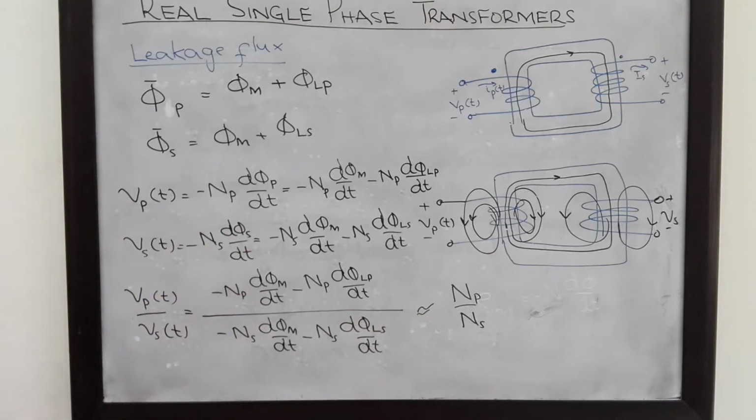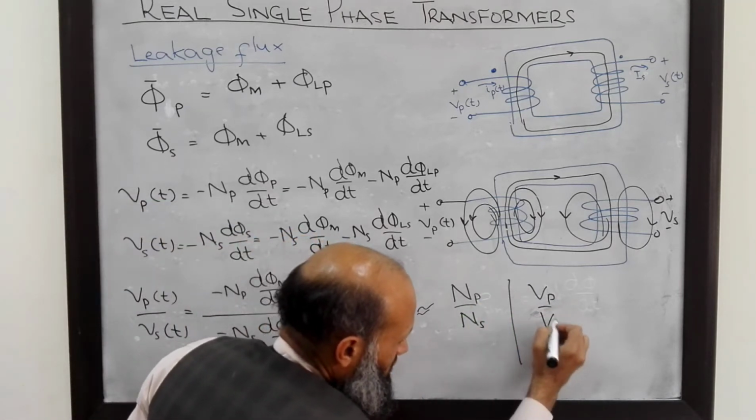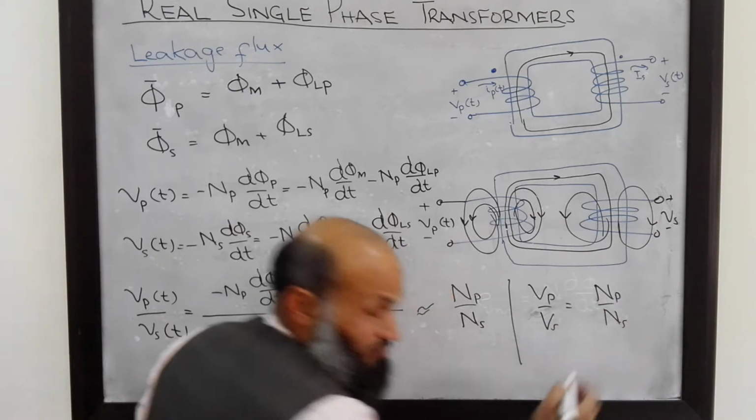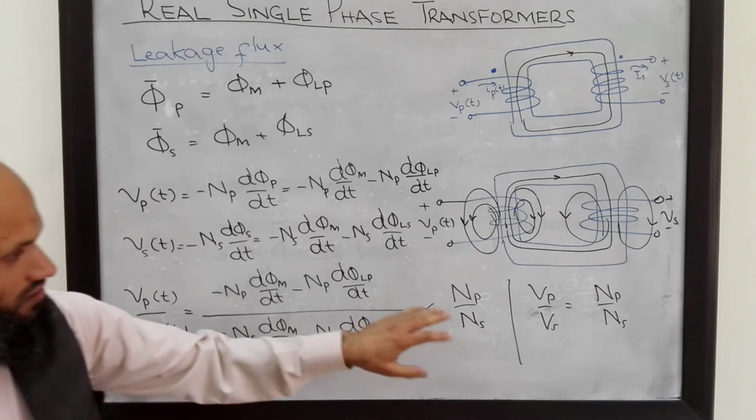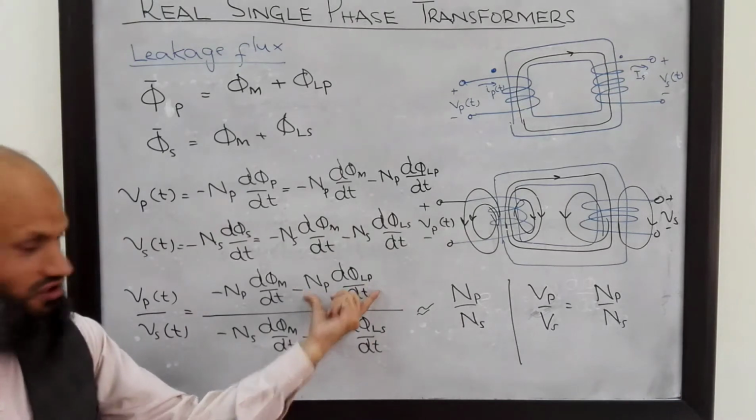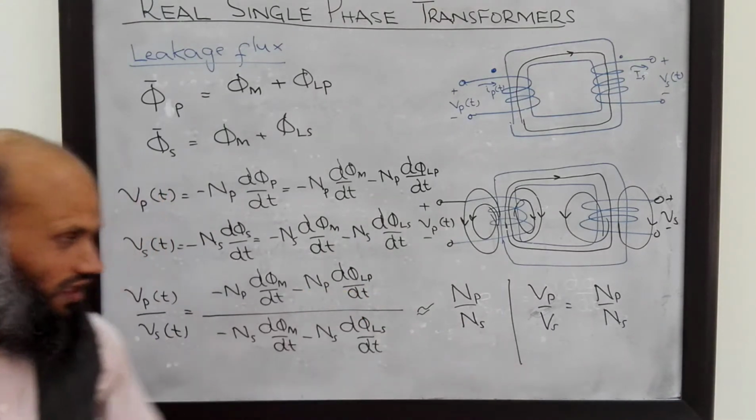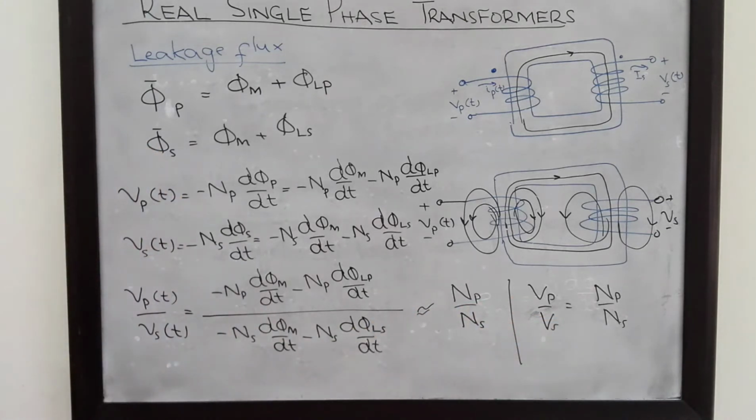With this discussion, we have also derived the relation Vp over Vs equals Np over Ns. We had previously just written it without any proof for this statement. So for an ideal transformer, since there is no leakage flux, this expression is exactly true. For a real transformer, this is only approximately true.